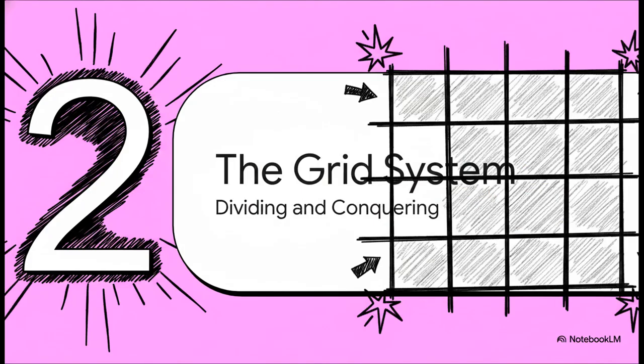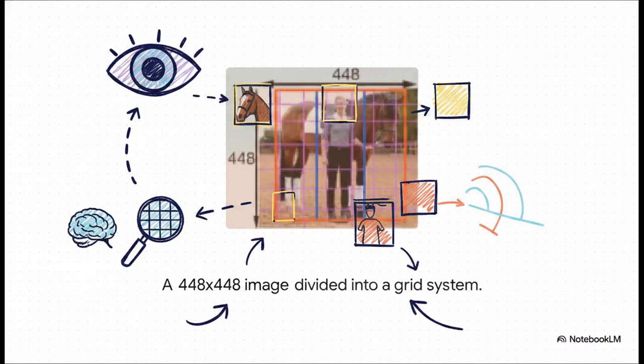Moving on to Section 2, the grid system. This is all about dividing and conquering. Now, I want you to notice how the system handles the visual space here. You can see our base 448 by 448 pixel image of the person and the horse, but look at what is overlaying it. The image is chopped up into this really distinct purple grid.